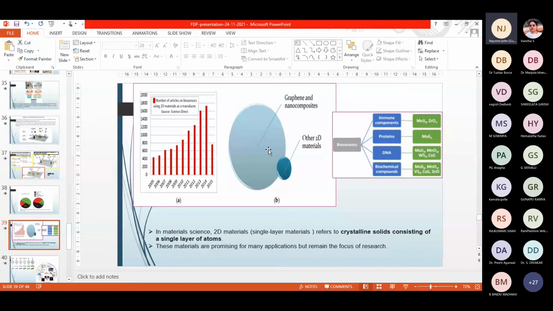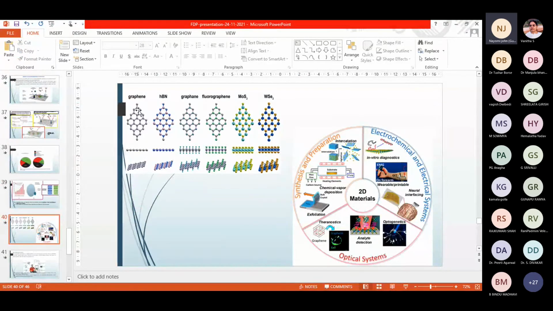Graphene and its nanocomposites make up a very high proportion of the other 2D materials. In the next slide, I have given what the 2D materials are. Graphene is one 2D material which is very widely used. Other materials are hBN, fluorographene, MoS2, WS2. These are the materials which are arranged in a single layer. All the atoms are arranged in a single layer. So that is the meaning of a 2D material.